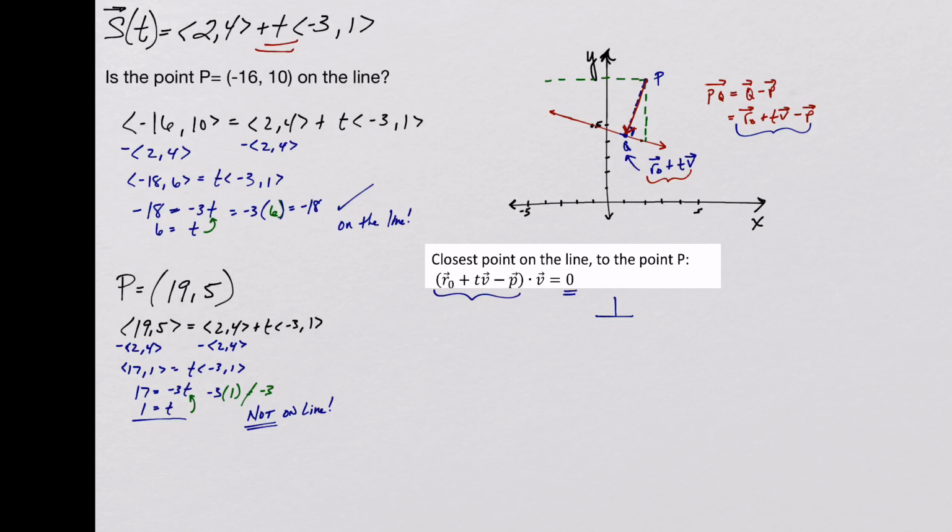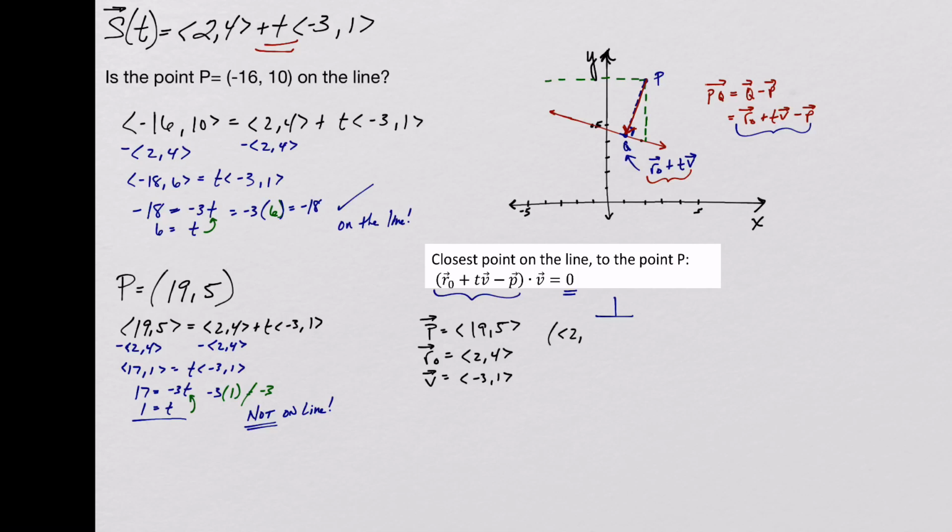Okay, and so I'm going to rewrite everything that we have for this given problem here. So my point P is equal to 19, 5. R naught was equal to 2, 4. My direction vector V was equal to -3 and 1. And that's all I need for this problem, right? So now we'll substitute it in. It's going to look like this.